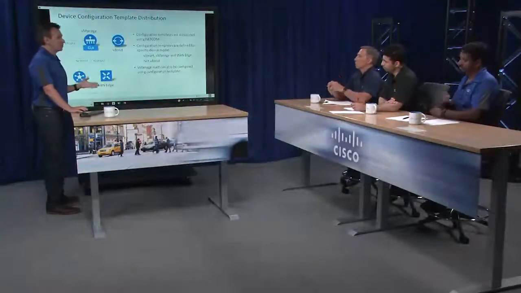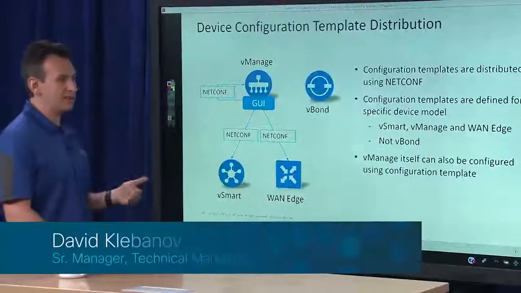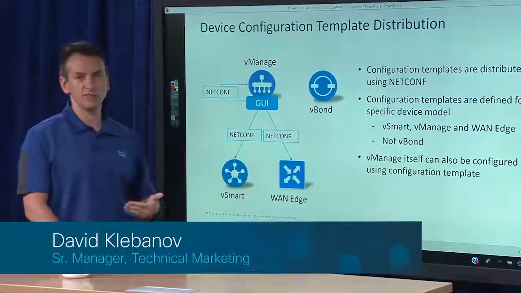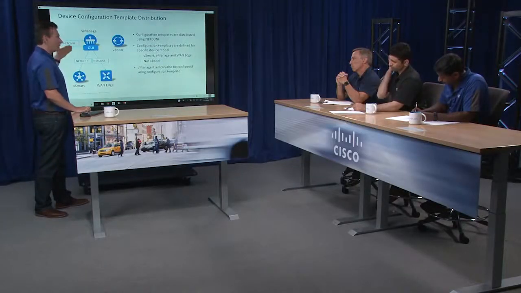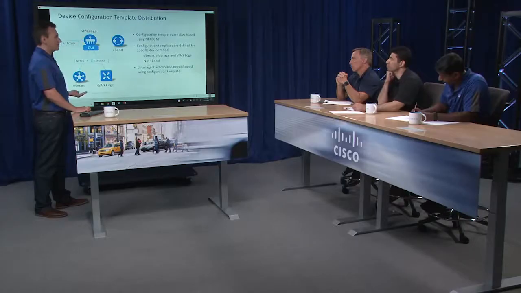Let's talk about distribution of the templates. So obviously we talked about definition of the templates. We talked about what the templates are for. We talked about values of them. We talked about how they're constructed. So how are they distributed?